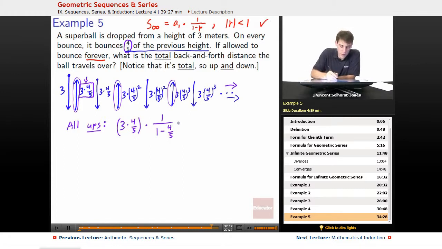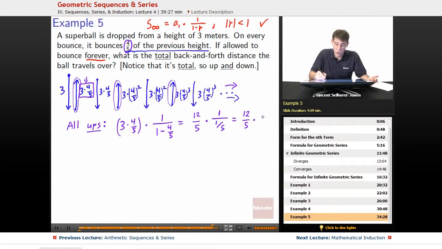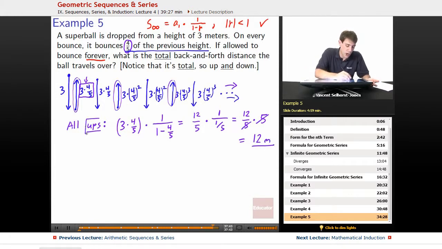Okay, keep going with this. So that's 3 times 4/5. Let's write it as 12/5. 12/5 times 1 over 1 minus 4/5, which is 1/5. Well, 1 divided by 1/5 is 5, so we've got 12 over 5 times 5, and the 5 on the bottom cancels out. So we've got 12 meters total of bouncing for our up values. Okay, but that's only part of it.